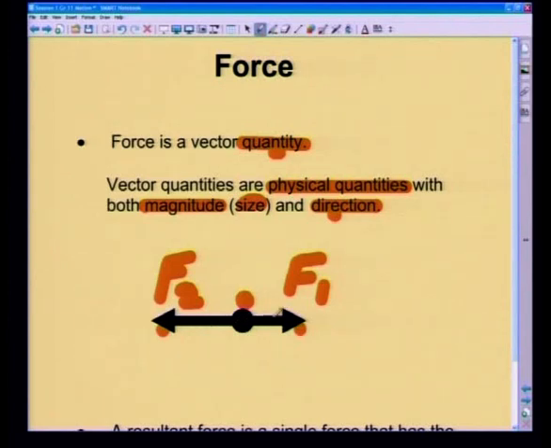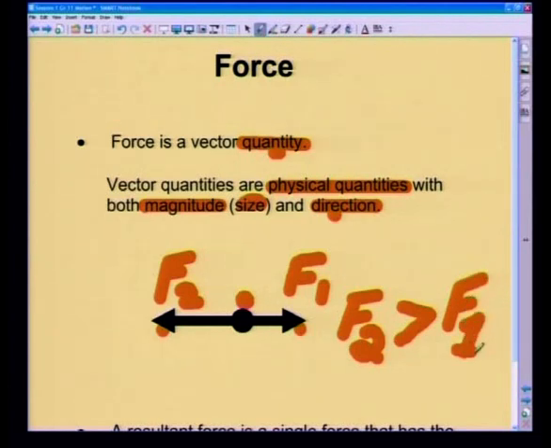Now, these two forces are not of the same magnitude. F2 is bigger than F1. So F2 is greater than F1. Because F2 is greater than F1, it means that we are likely to see this object moving in the direction of F2. What would have caused this object to move in the direction of F2? It is something we call resultant force. I'll explain further what we mean by that.